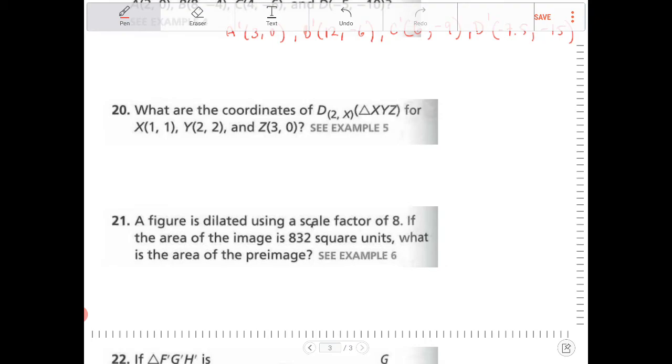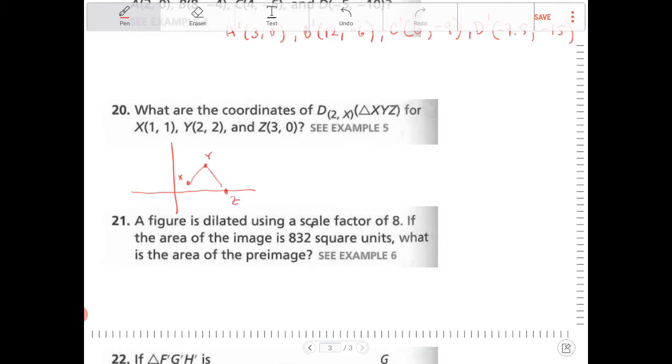What are the coordinates of a dilation of 2 over point x for triangle xyz? Again, there's no real rule here. I mean, there is a rule, but it's very convoluted. If I do write out the rule, it's better to understand this. So (1, 1) is over here. (2, 2) is over here. So this is x, this is y. And z is (3, 0), which is right here.